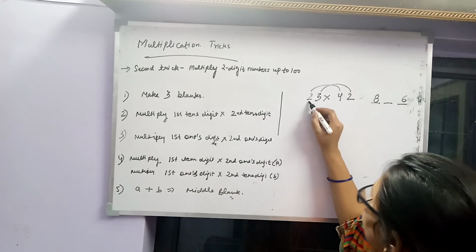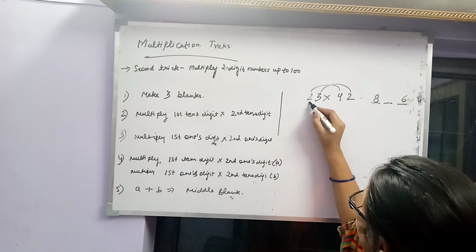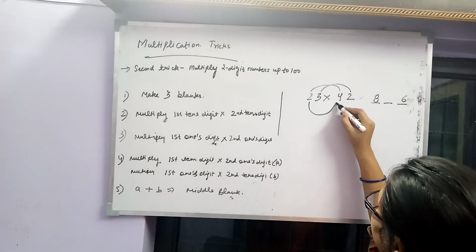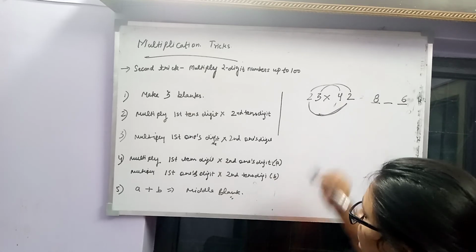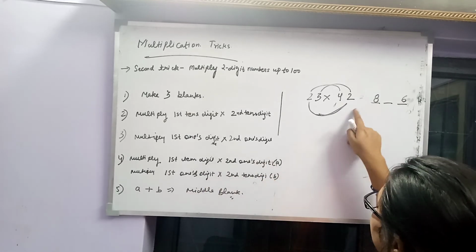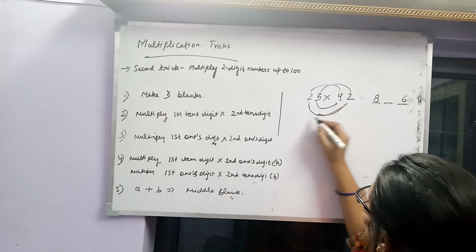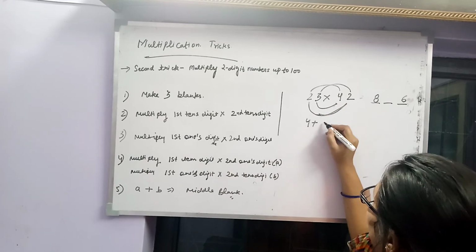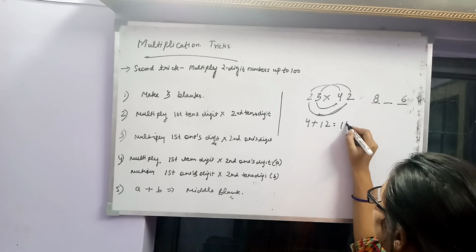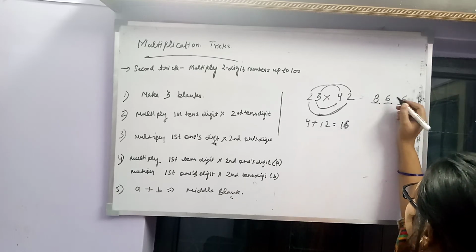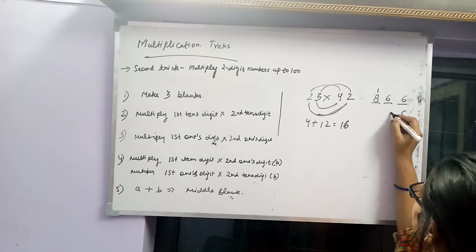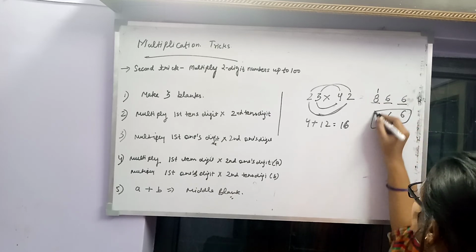Now what we will do? We multiply the first tens digit with the second ones digit, and then this. So 2 into 2 is 4, and 4 plus 12 is 16. So here we will write 6, and 1 we carry. So this is the multiplication.